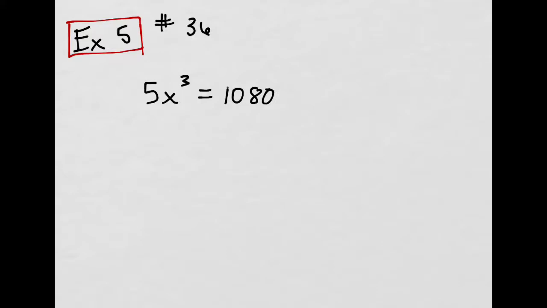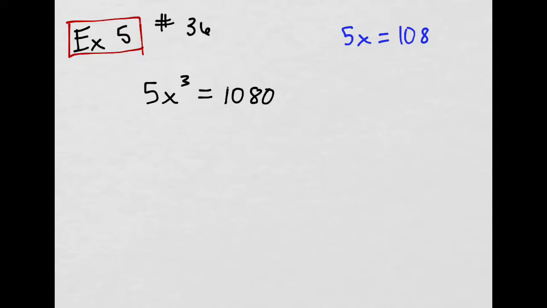So, with this problem, we've actually done stuff like this before. If we had 5x equals 1080, you don't have to write this down, then you divide by 5, of course. That's what you do. You divide by 5 and you get the answer.